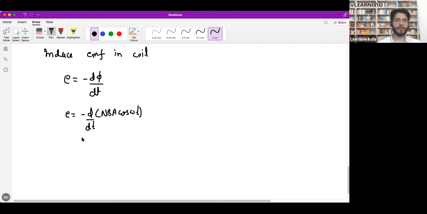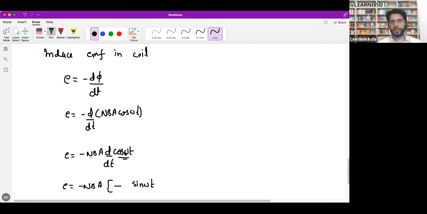Yes, minus d phi over dt. So here N, B and A are constant. You can take them outside. This is d over dt of cos omega t, and I need the derivative of cos omega t. When I differentiate cos omega t, I get minus sine omega t. The derivative of cos is minus sine.